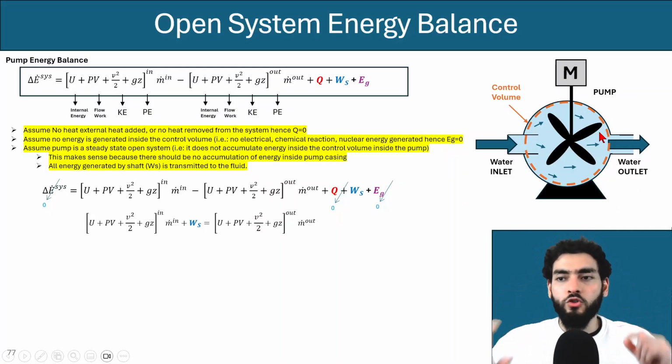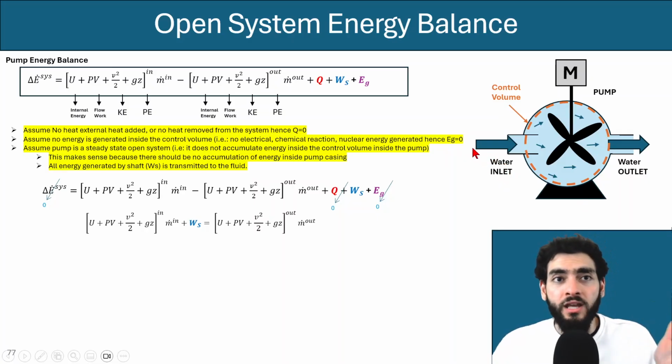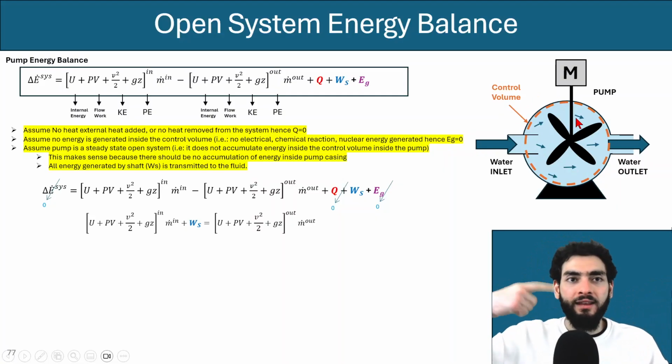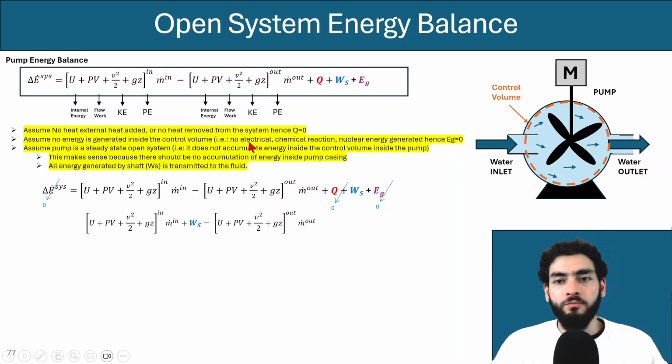Let's say you have a control volume over here around this pump. And let's say this is a liquid pump. So you have water that goes into the pump and you have a shaft that then gives energy to the liquid and pushes water at the outlet of the pump. Now, this is the energy balance equation that we've already talked about extensively.